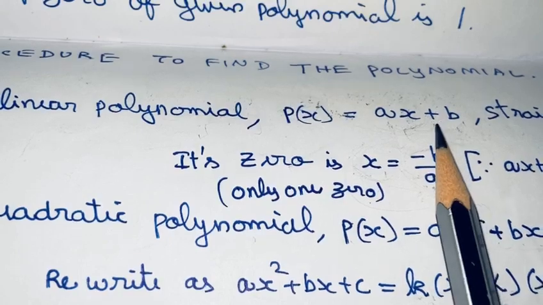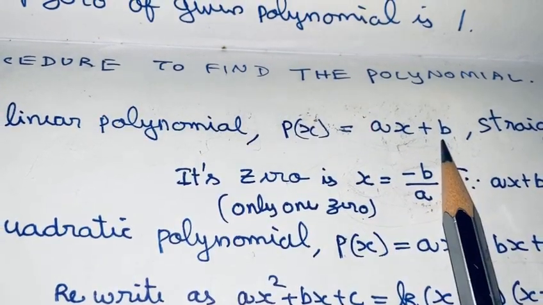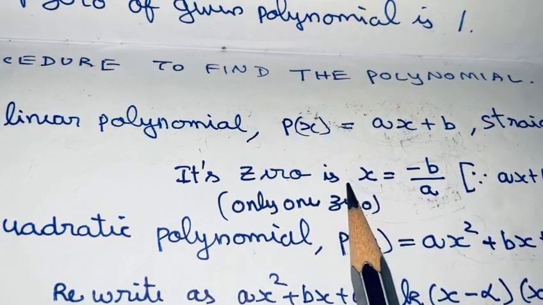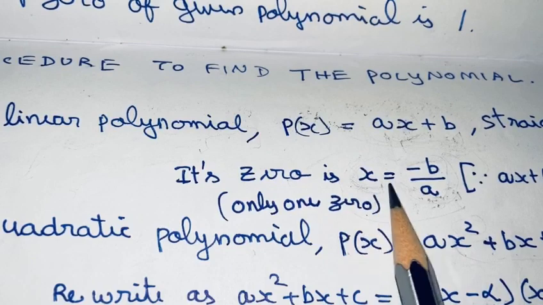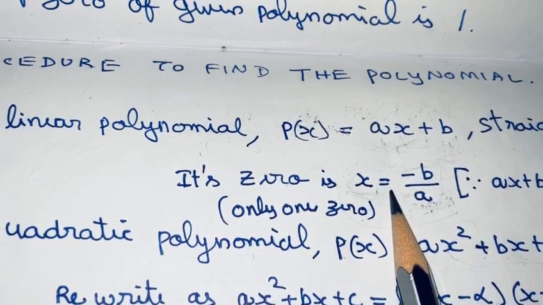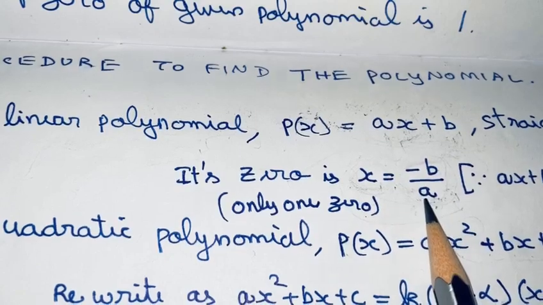Usually, a linear polynomial is represented as ax plus b, where a and b are coefficients. And the zero, the value of x, is said to be minus b by a. This x value is said to be a zero of the given polynomial, and you can see it is directly based upon the coefficients of the polynomial.